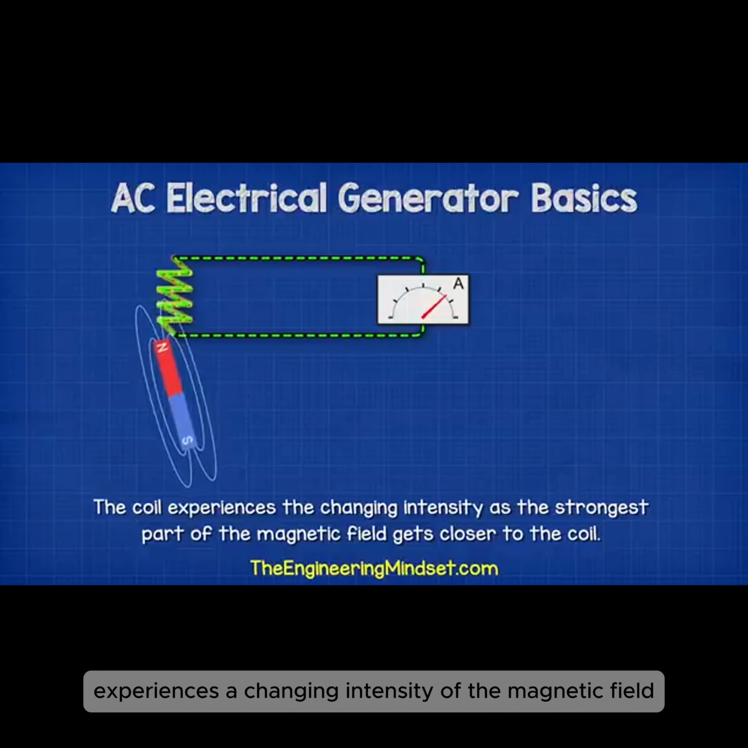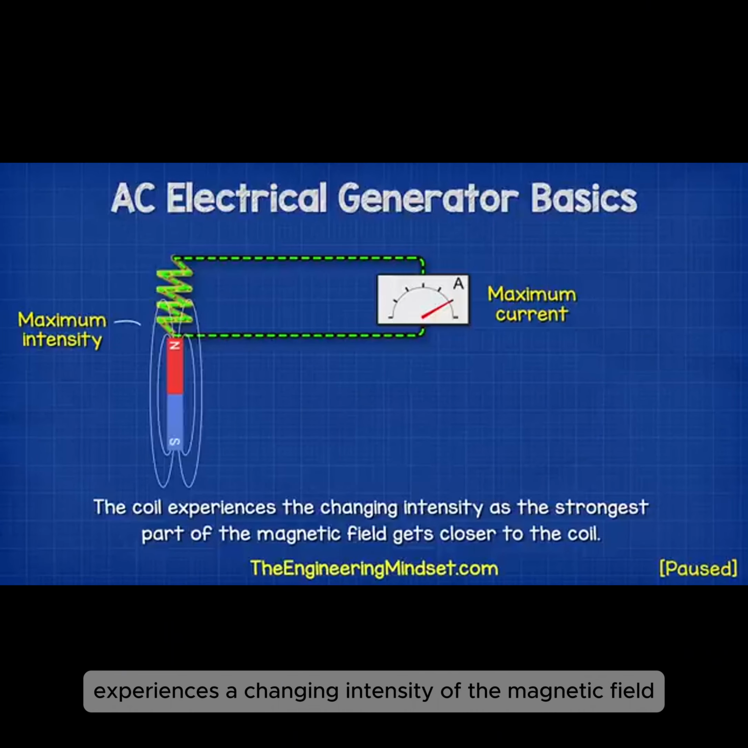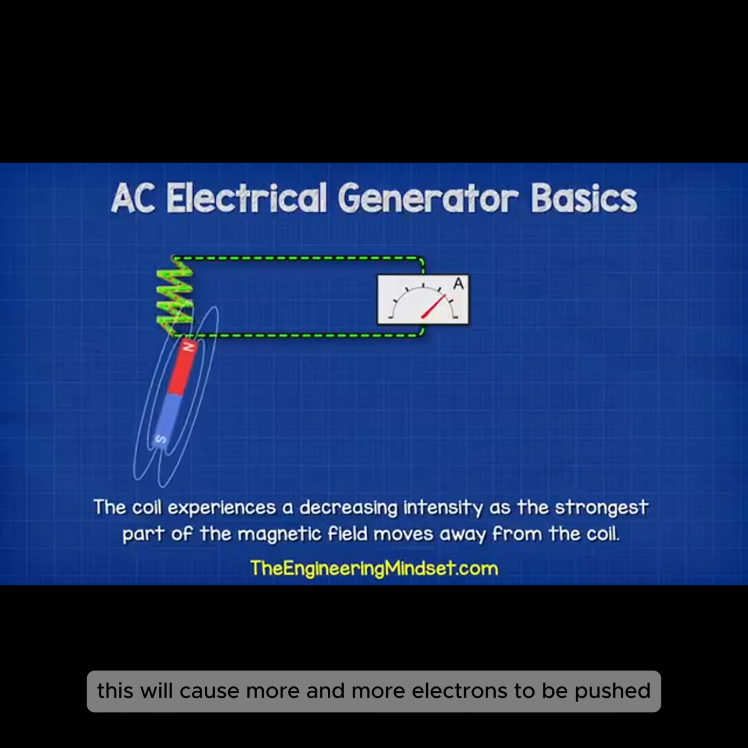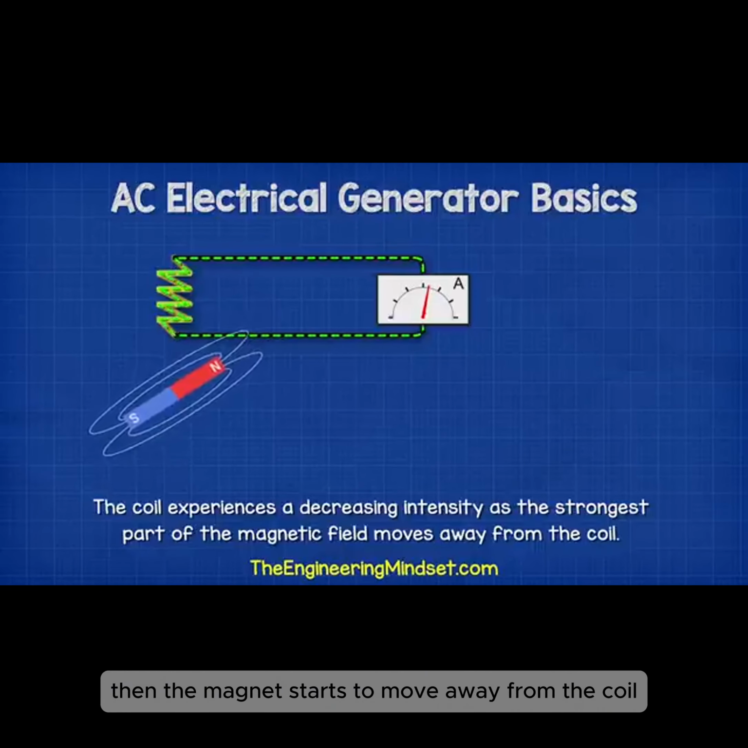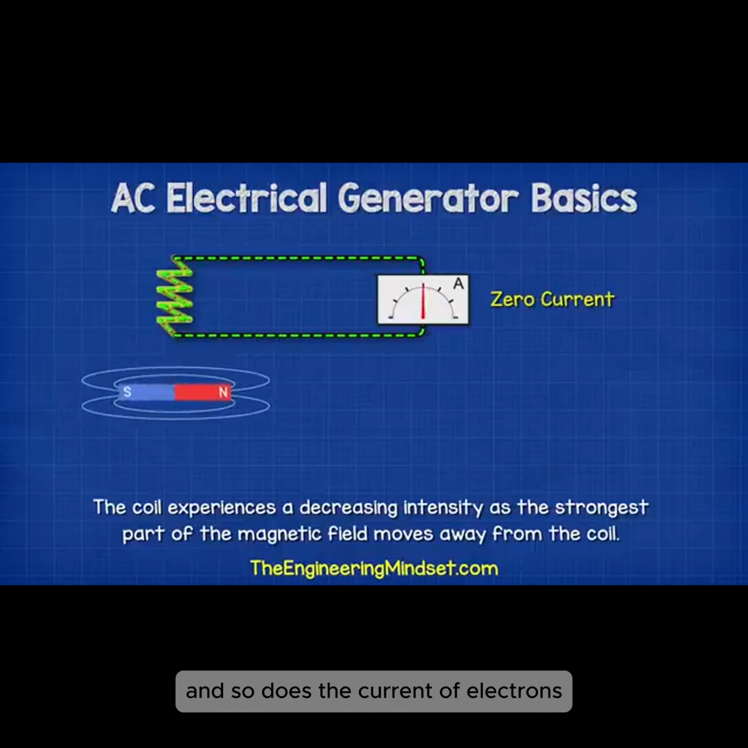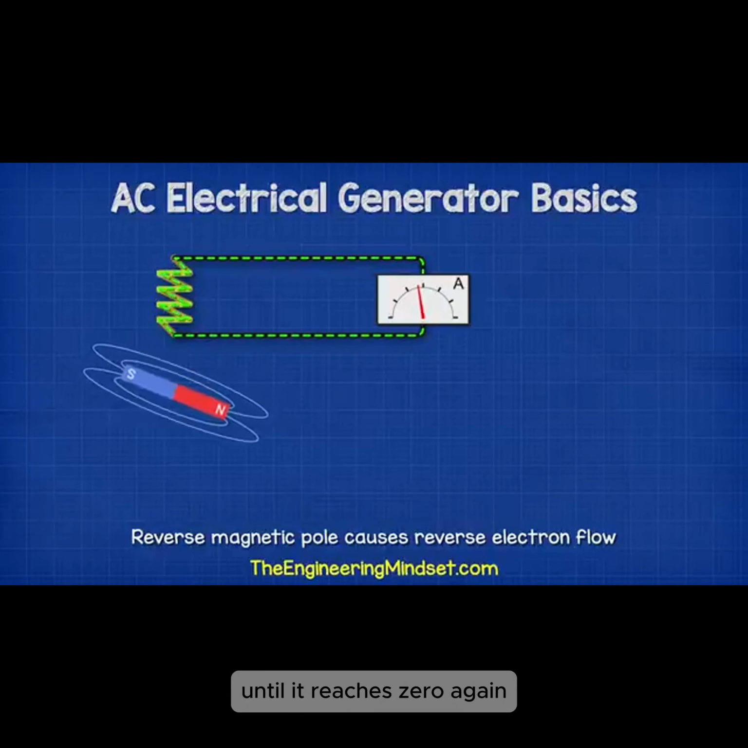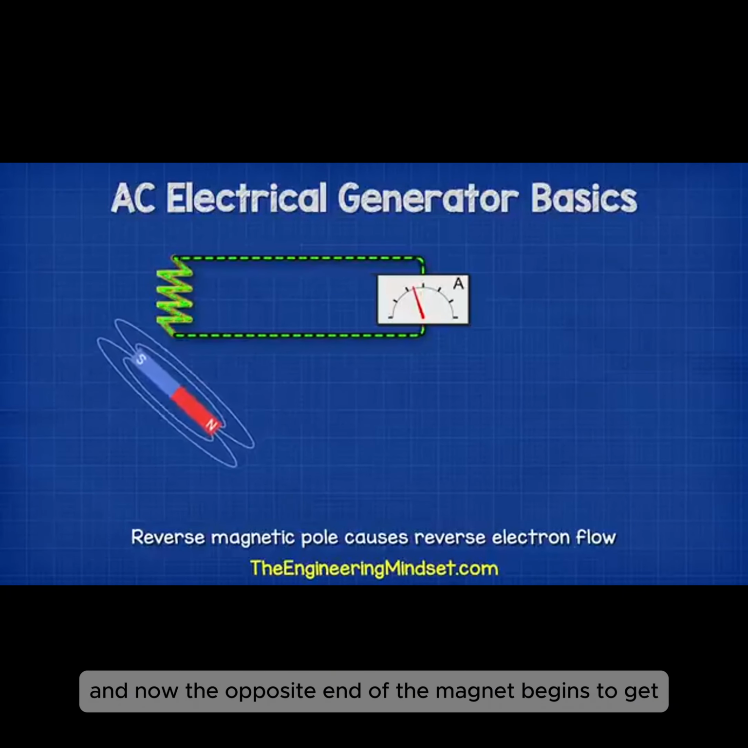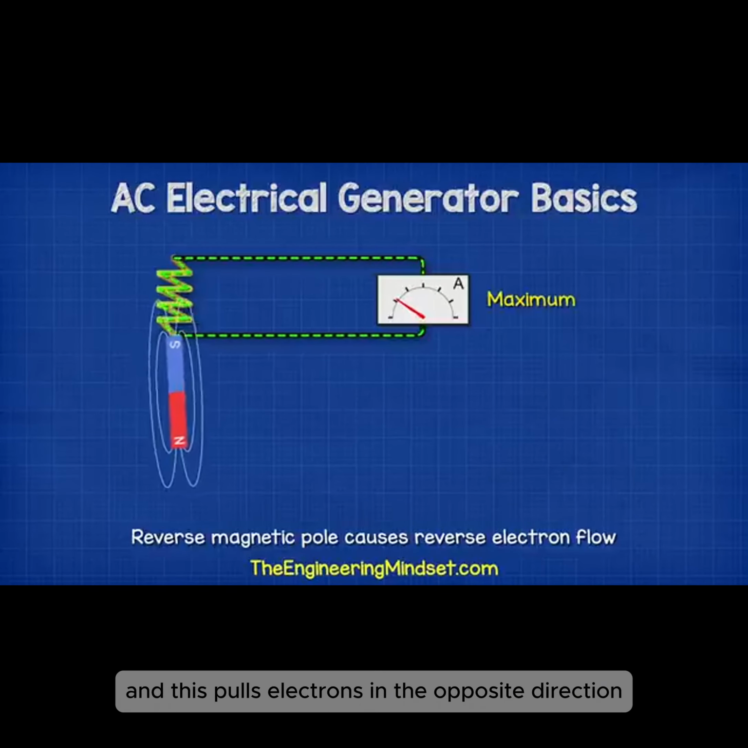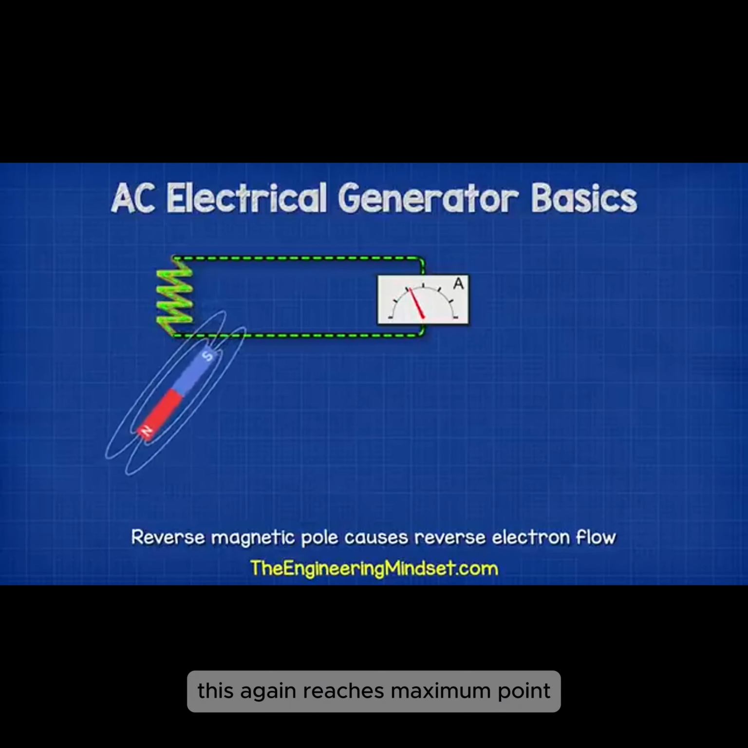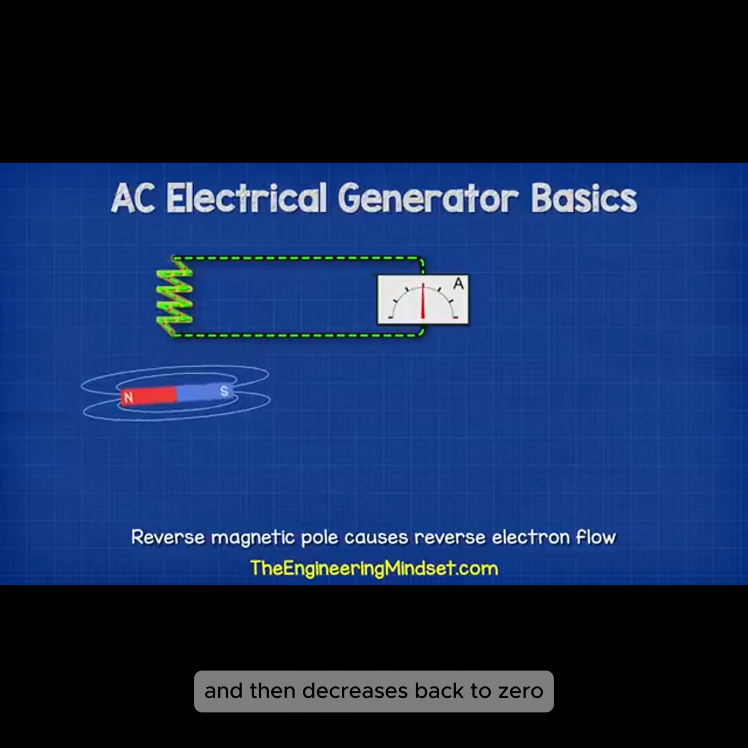The coil experiences a changing intensity of the magnetic field. This will cause more and more electrons to be pushed forward up to its maximum intensity. Then the magnet starts to move away from the coil, so the magnetic field begins to decrease, and so does the current of electrons, until it reaches zero again. And now the opposite end of the magnet begins to get closer to the coil, and this pulls electrons in the opposite direction. This again reaches a maximum point and then decreases back to zero.